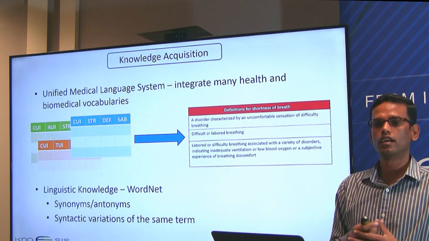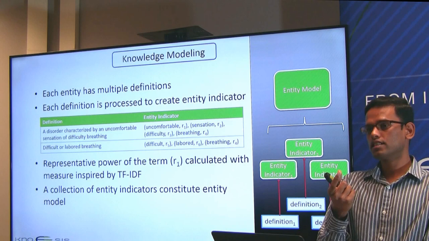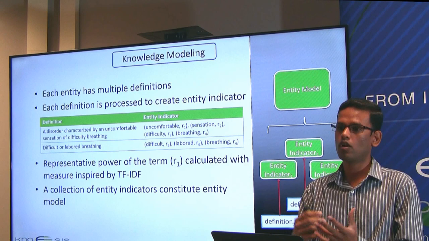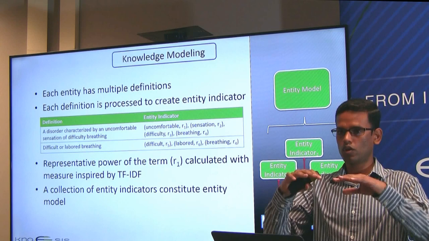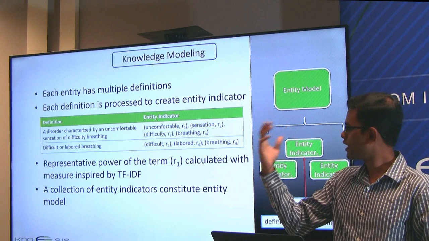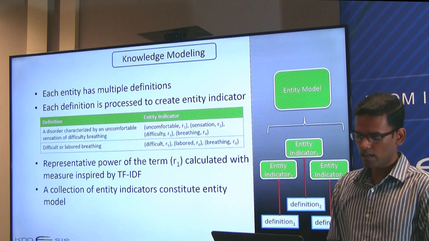As you saw, those definitions are text snippets, so they are not ready to use for the algorithm. What we did was process these definitions and create something called an entity model, which consists of entity indicators. There are multiple definitions for a particular entity, and each definition is processed to extract the essential phrases of the definition to create the entity indicator. Here are the two examples that we saw, and these are the entity indicators.